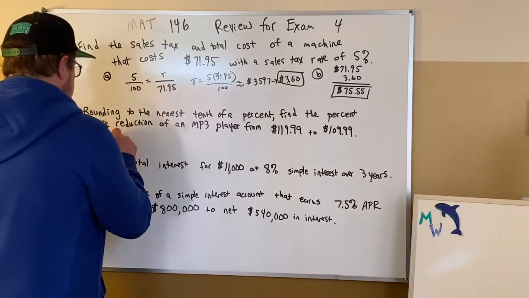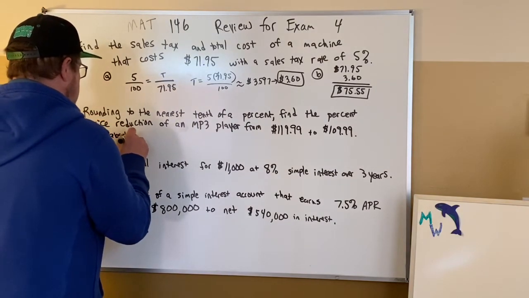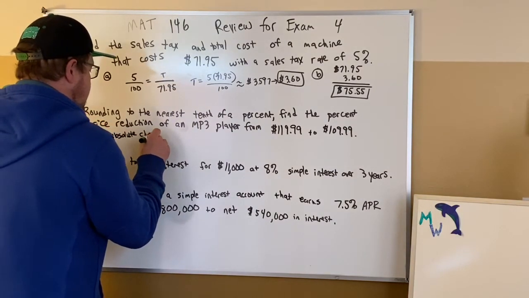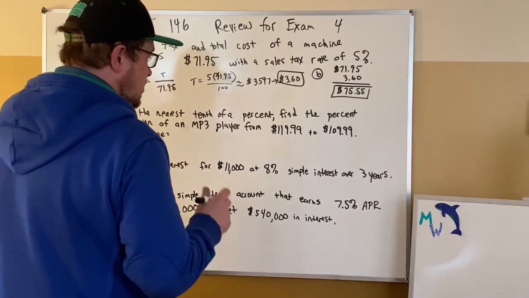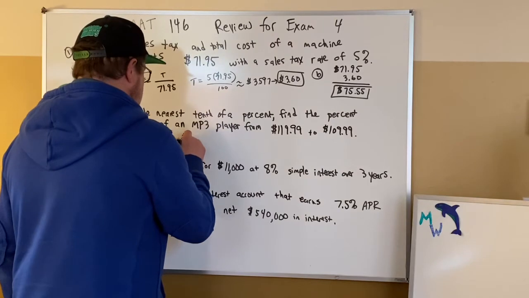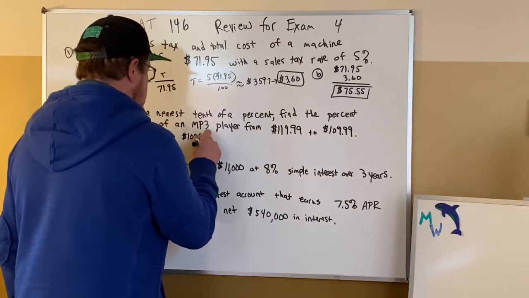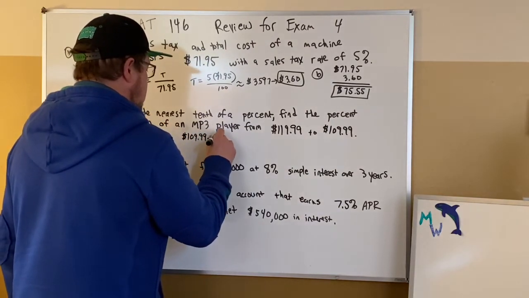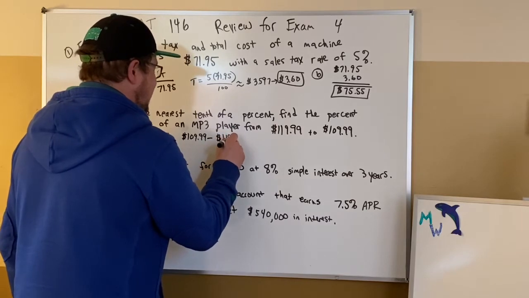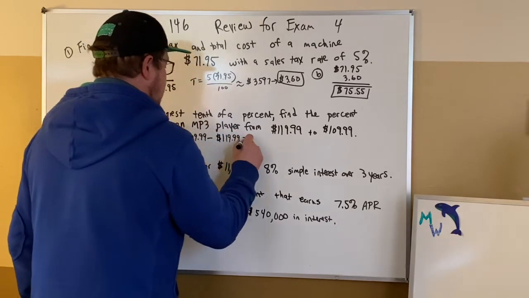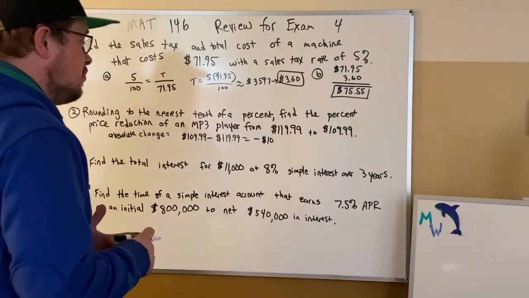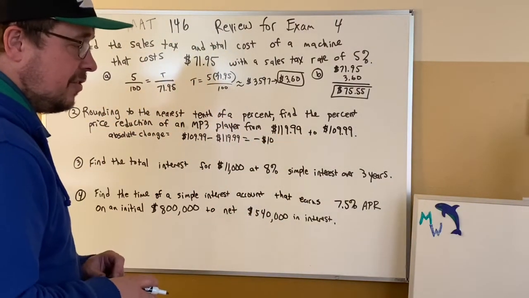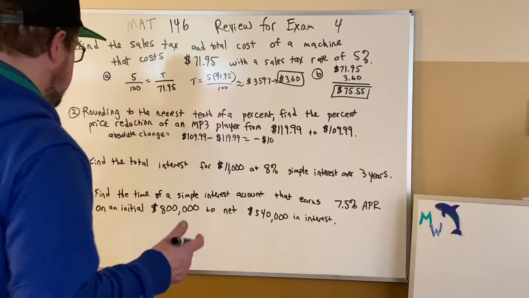Find to the nearest 0.1%, find the percent price reduction of an MP3 player from $119.99 to $109.99. So the absolute change is the first thing we find. And the change is new at $109.99 minus the old of $119.99. And we find that it's a loss of $10 on the price. So it dropped. But they asked how much the reduction was. So we're going to say $10 reduction, and they want that as a percentage.